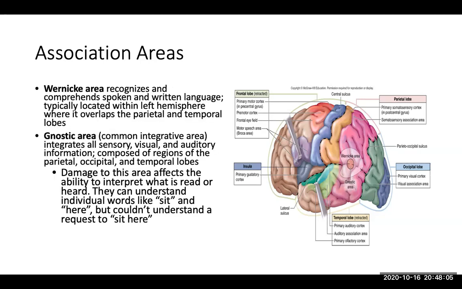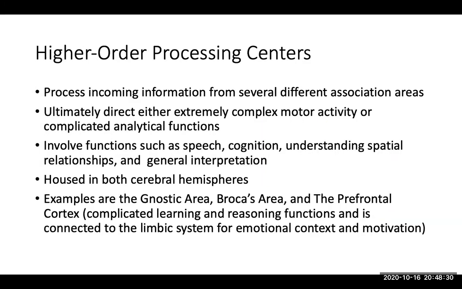The Wernicke area recognizes and comprehends spoken and written language, located within the left hemisphere. And the Gnostic area is the common integrated area that integrates all sensory, visual, and auditory information. It's composed of regions of several lobes, and damage to this area would affect the ability to interpret what is read or heard.